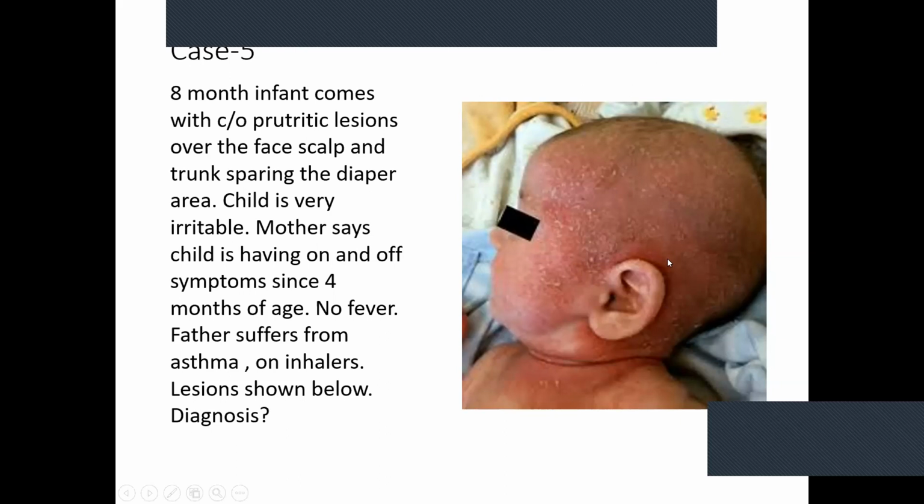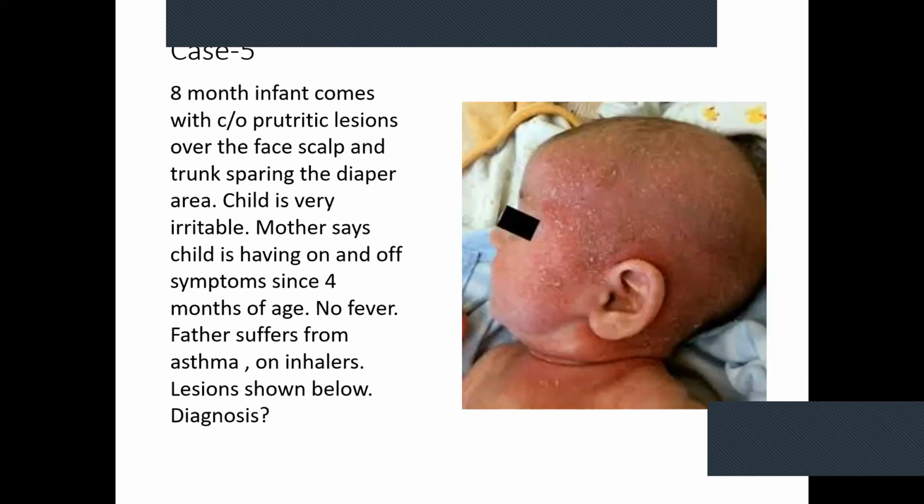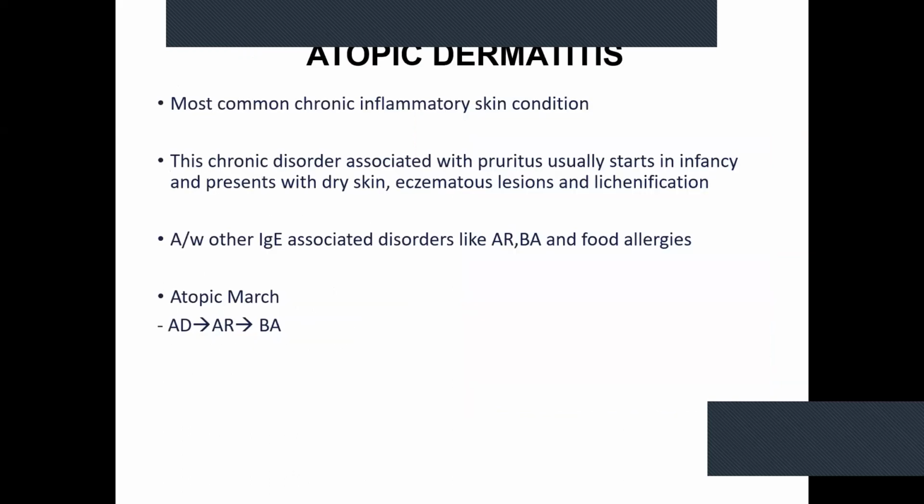The diagnosis: this is not a zoonotic condition, but it is a very close mimic of the conditions we have discussed, so I just put a slide for that. That is atopic dermatitis. It is the most common chronic inflammatory skin condition. The chronic disorder associated with pruritus usually starts in infancy and presents with dry skin, eczematous lesions, and lichenification. It is associated with IgE-associated disorders like allergic rhinitis, bronchial asthma, and food allergy. The classical atopic march includes atopic dermatitis, allergic rhinitis, and bronchial asthma.